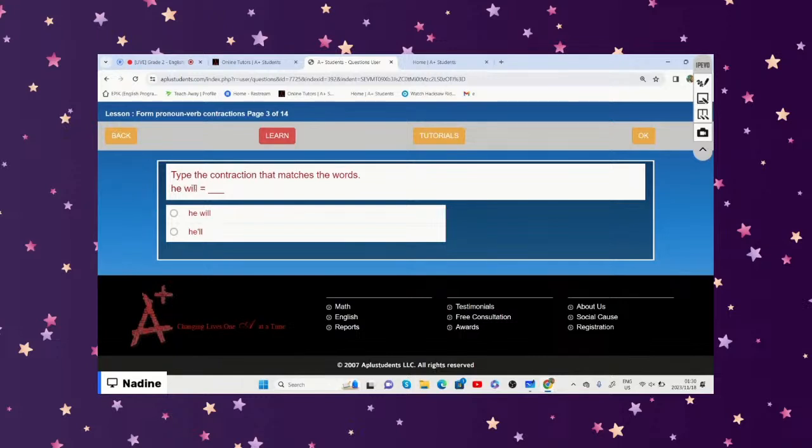He will. If we find the contraction, is it he will or he'll? Yes, she's was correct, so well done. So he will. Is it he will or he'll? The contraction that matches the word.